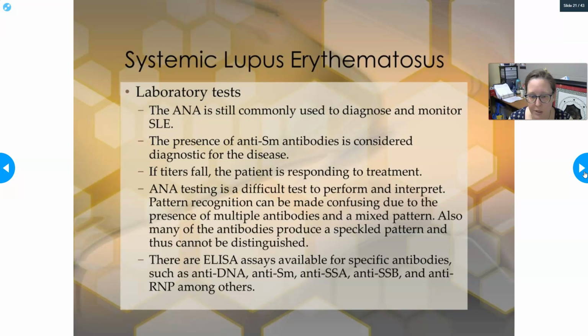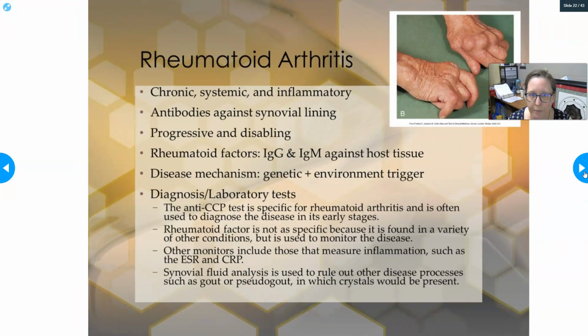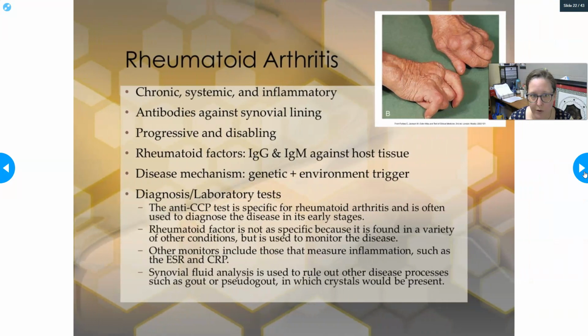There are some ELISA assays that are available for specific antibodies, such as your anti-DNA, anti-SM, anti-SSA, anti-SSB, and anti-RNP, among others. Next one is rheumatoid arthritis. It is also a chronic systemic inflammatory and autoimmune disease. The antibodies are against the synovial lining of the joints. It is progressive and disabling. The rheumatoid factor refers to the IgG and IgM against host tissue, against that synovial lining.